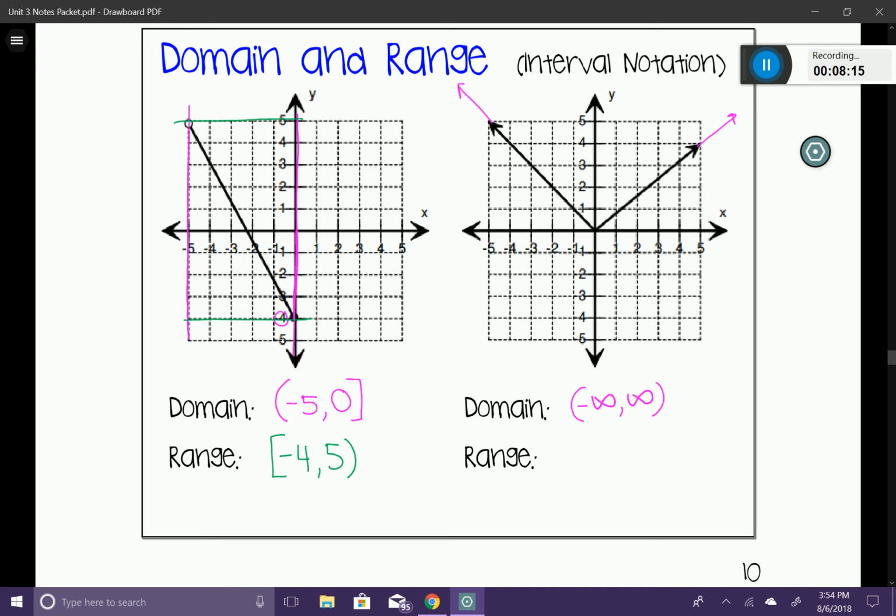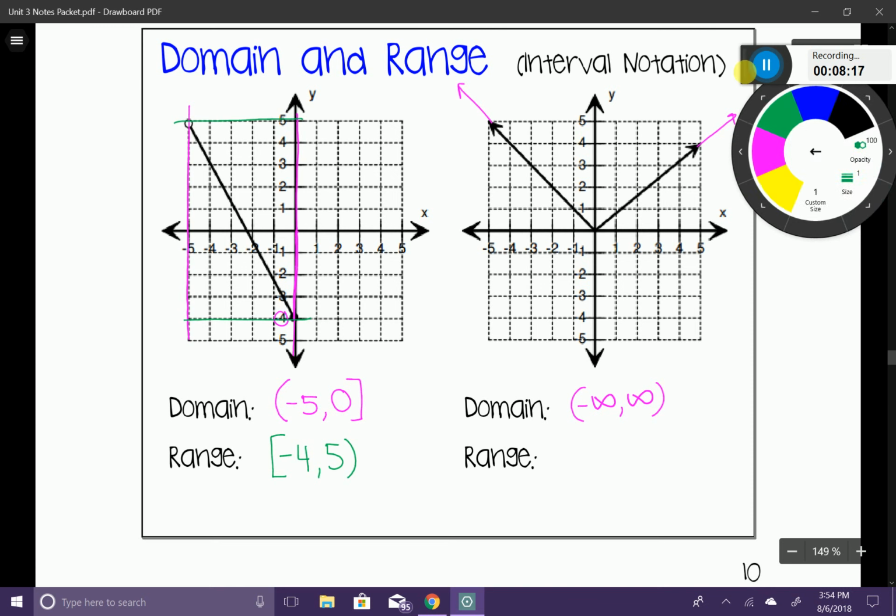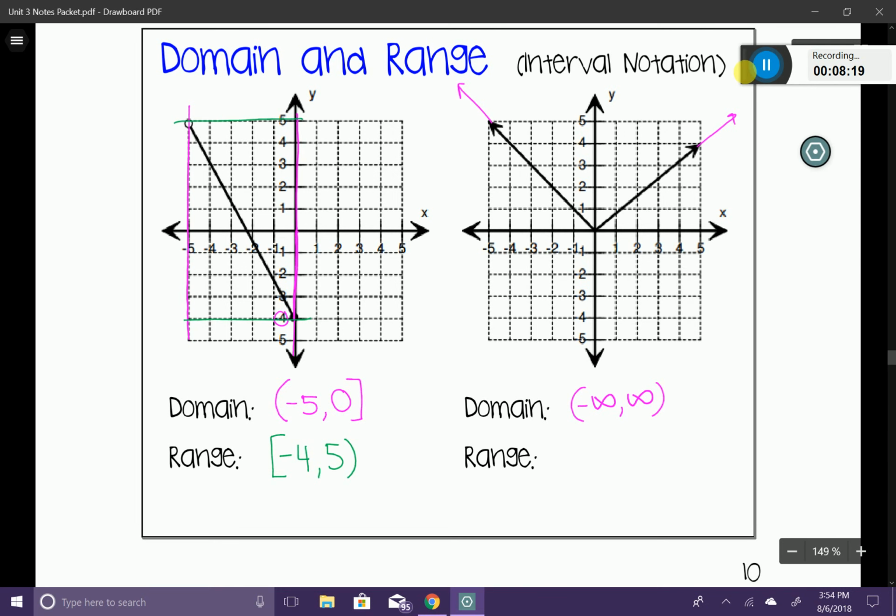And then my range. My lowest range value is going to be right there at 0, and then my highest is going to be, well, it's going to be forever, right? Those arrows are going to go forever, so there's no high point on my range. So that's going to be indicated. My lower one is going to be an included point of 0, and it's going to go up to infinity because it's going to go on forever.